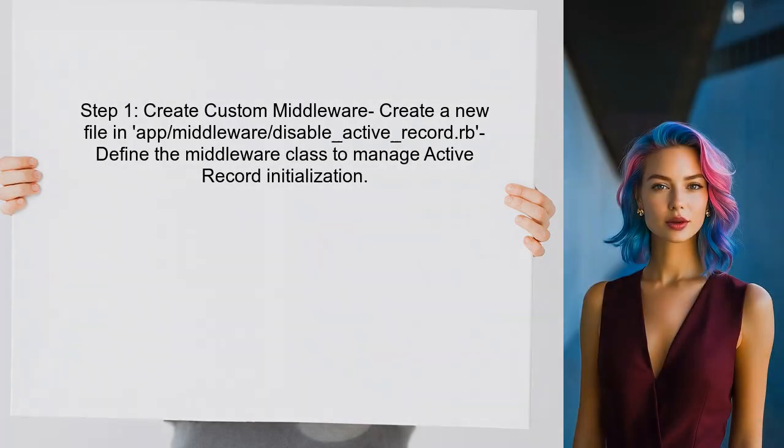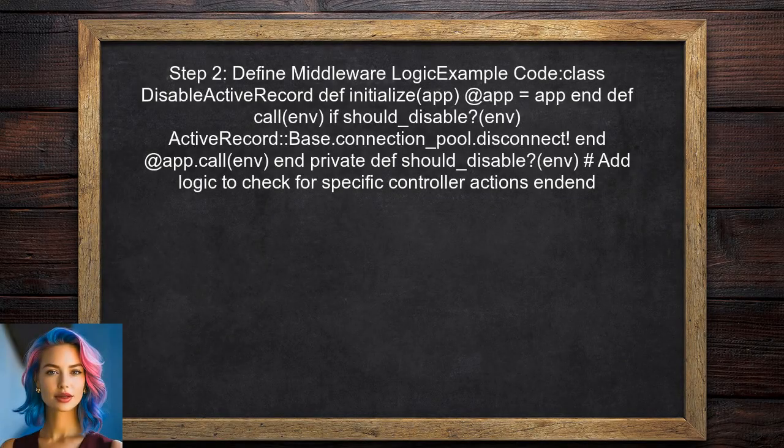To begin addressing the user's question, we need to create a custom middleware in the Rails application. This middleware will help us control when Active Record initializes a database connection. Next, the user should define the logic within the middleware to selectively enable or disable Active Record based on the controller actions. This can be done by checking the request path.